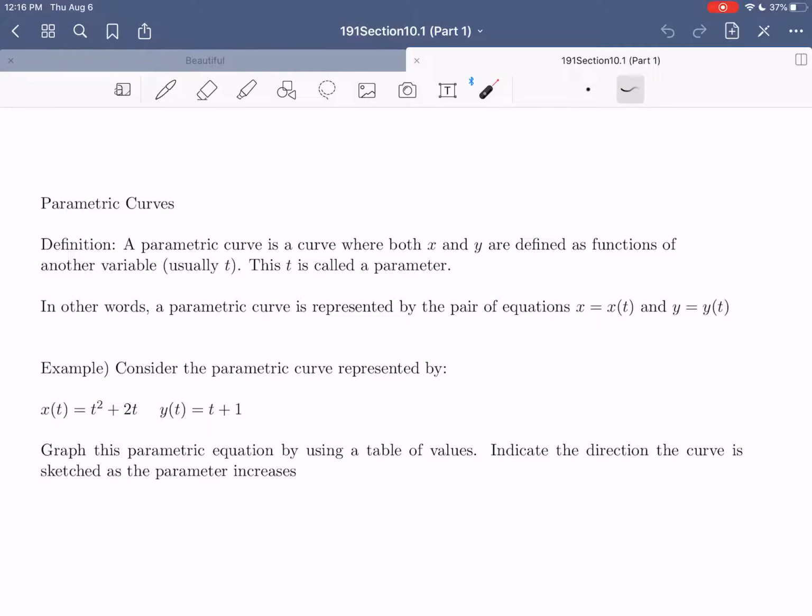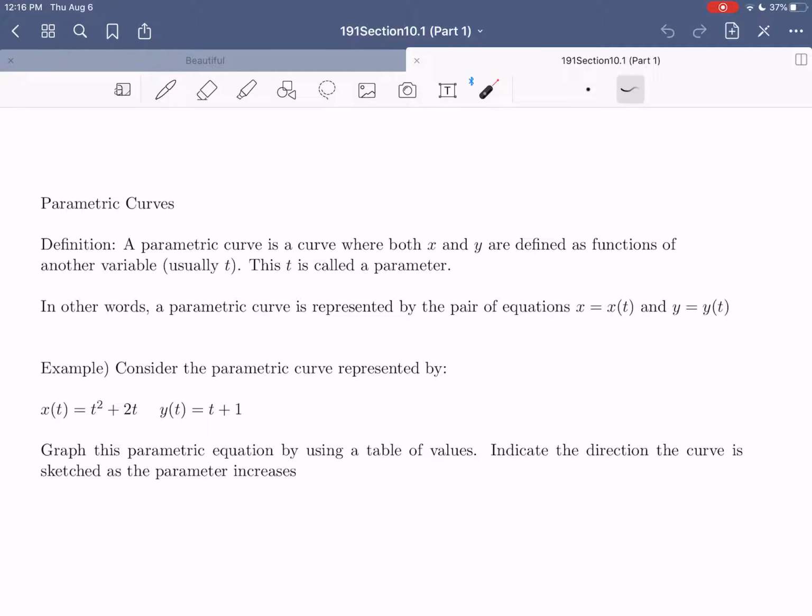Well, the definition is that a parametric curve is a curve where both your x and your y are defined as functions of another variable. That other variable is usually just denoted as t, and this t is called a parameter. So this t basically defines both your x and y. When you're thinking about a parametric curve, you're still thinking about something that is graphed on an xy coordinate axis, but both x and y are sort of behind the scenes determined by a third variable, t, called the parameter.